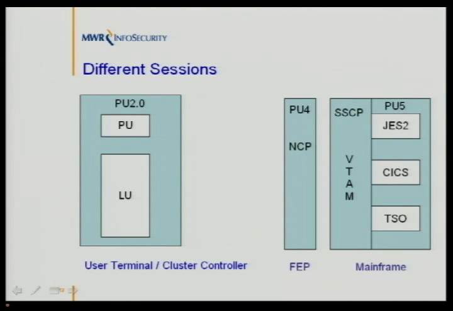Now, sat in front of the mainframe is what's known as a front-end processor. It used to be a piece of dedicated hardware that used to handle network path control, used to be responsible for routing within the SNA environment.